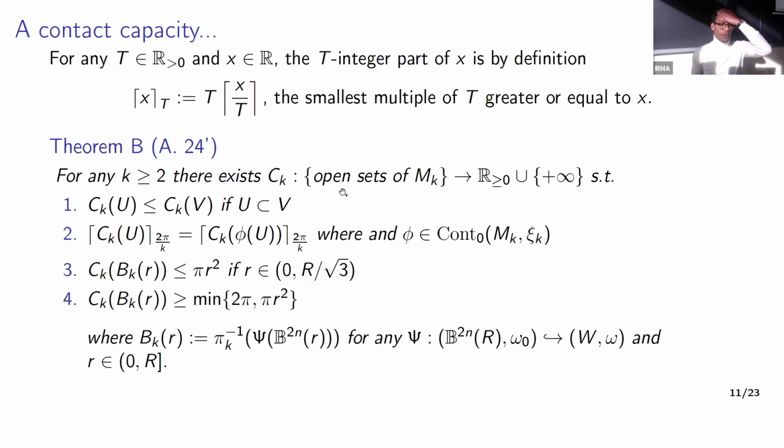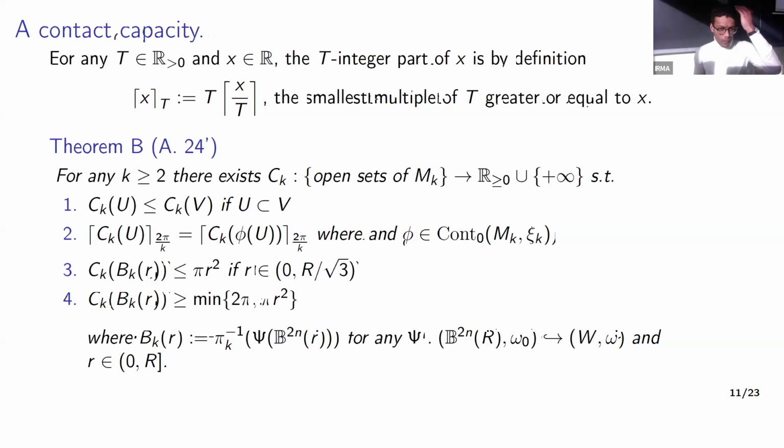So how will we prove this? If you do not have a question, I'll move to the idea of the proof. To prove this theorem, I construct a contact capacity. Just a notation: for any positive real number t, I will call the t-integer part of a number x the smallest multiple of t greater or equal to x.